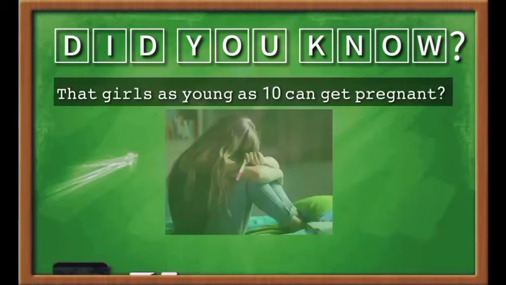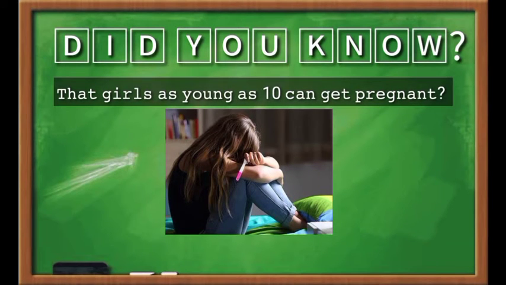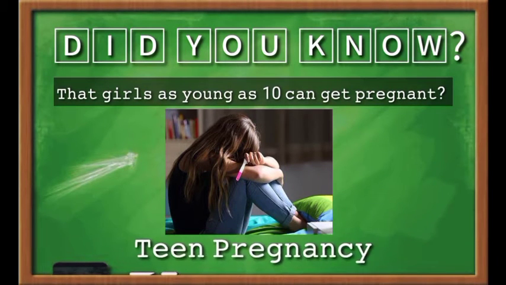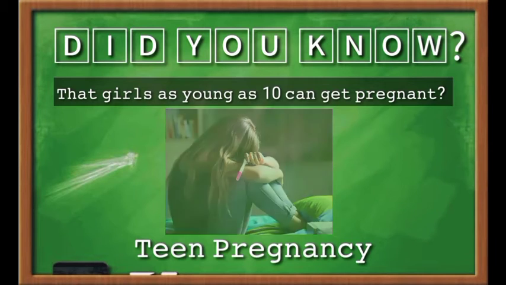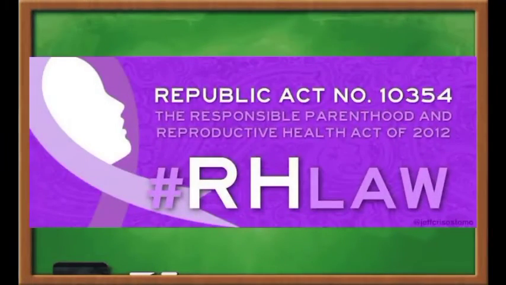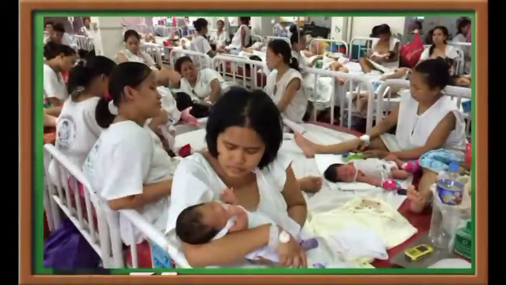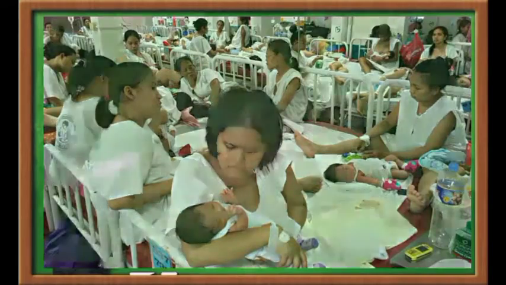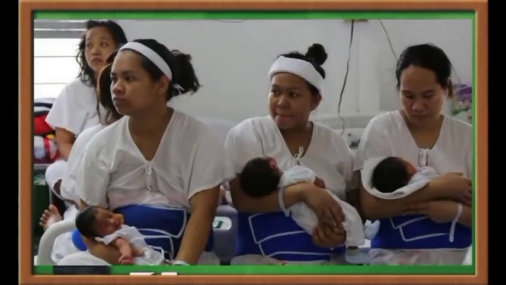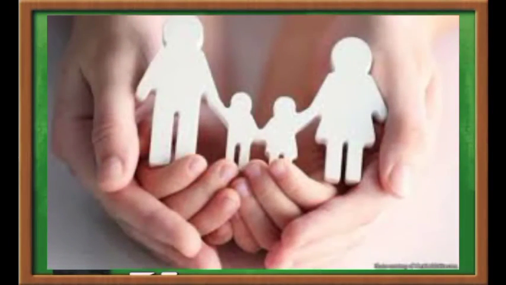Did you know that girls as young as 10 can get pregnant? That is called teen pregnancy. And there is a law in our country, which is the Republic Act 10354, the Responsible Parenthood and Reproductive Health Act of 2012, which is created to ensure the provision, delivery, and access to reproductive health care services and to promote, protect, and fulfill women's reproductive health and rights.